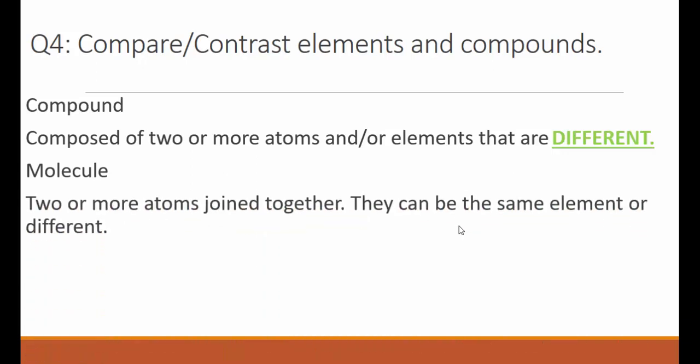A molecule, 2 or more atoms joined together, but they can be the same element or different. It doesn't matter. So all molecules can be compounds because they can be the same or different. If it's a molecule, it can be a compound. All compounds are molecules. That's what we're looking for. Because 2 or more atoms or elements that are different, that is a compound, and all compounds are molecules, but not all molecules are compounds. And we'll talk about why right now.